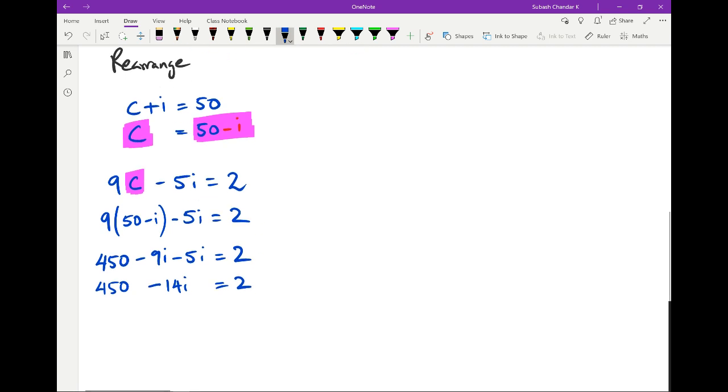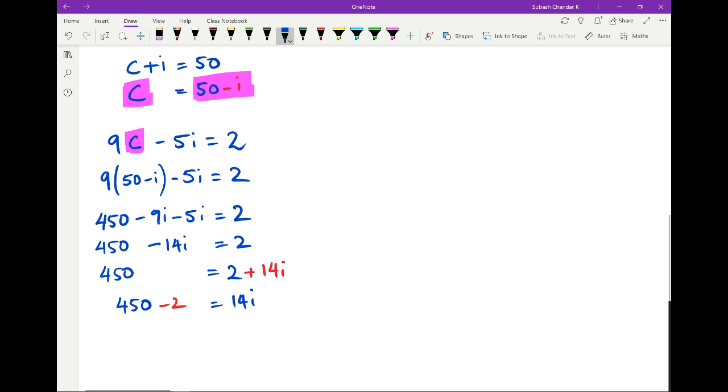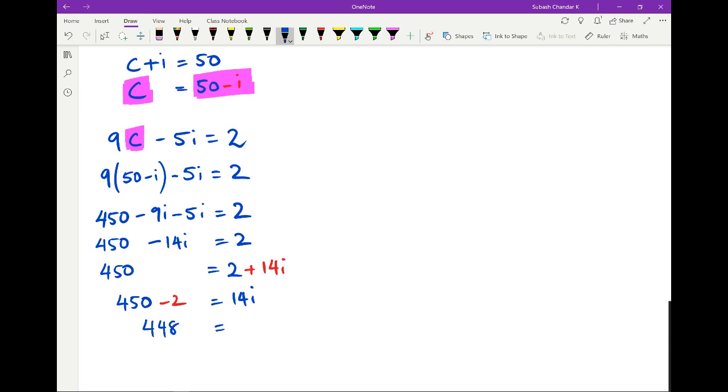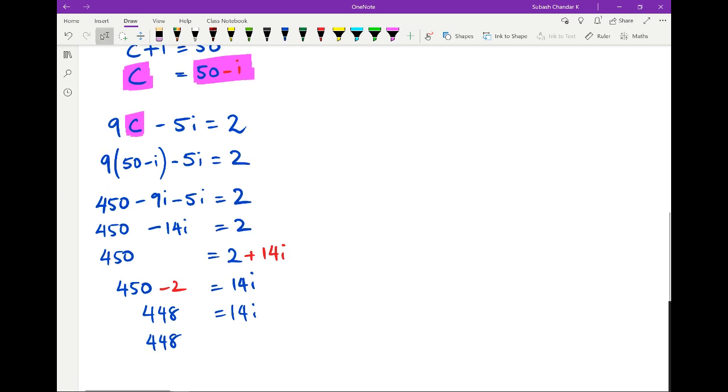I'm going to rearrange so that I is by itself. So I'm going to have 450 equals 2. This actually ends up being plus 14I because I'm switching over the signs. And 2, when I bring it over to the left-hand side, would become minus 2. And that's 14I. So what I've got is 448 equals 14I. All right, so which means I've got to go 448 divided by 14 equals I.